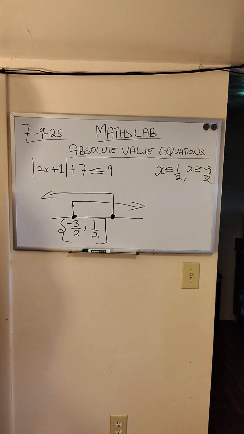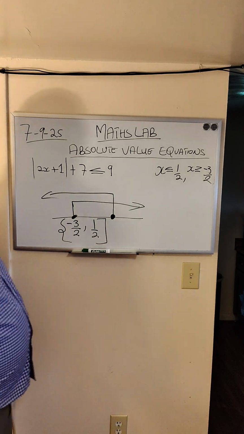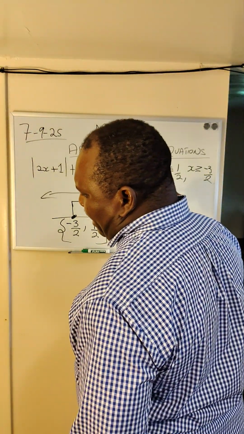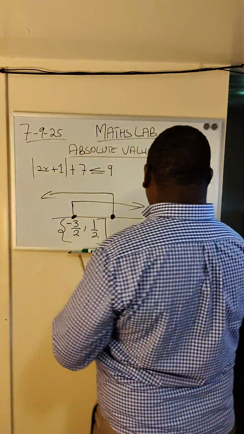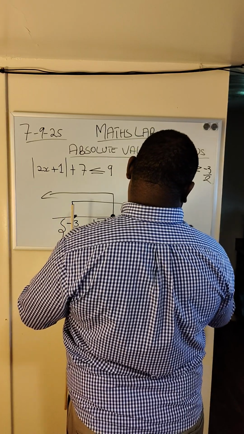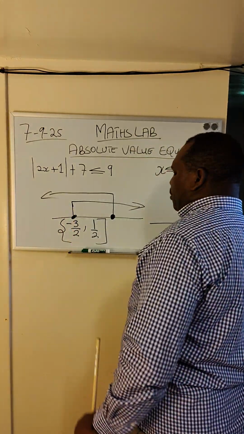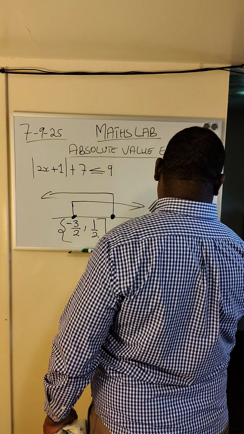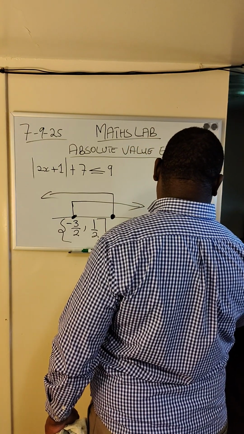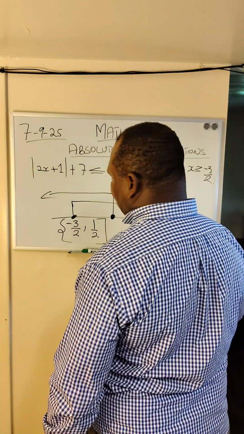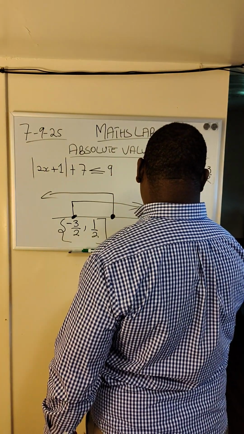That means the other one has to be mostly positive. So we're going to draw a straight line like this, and now we're going to mark 2 points: 1 point right here, and another point right here.